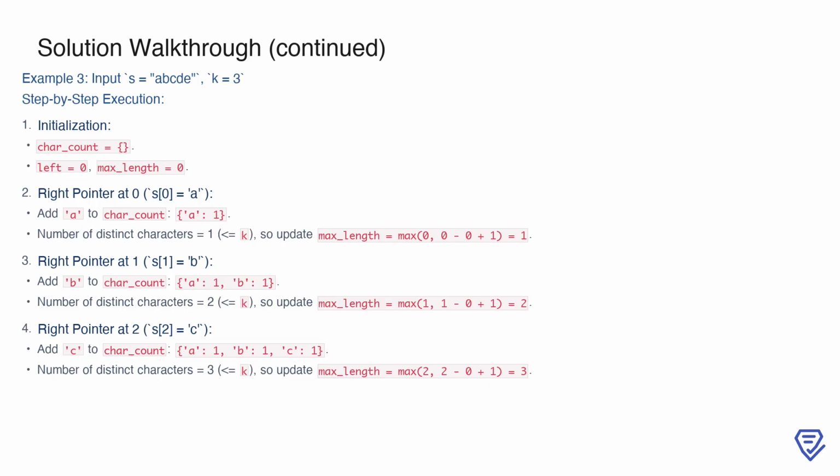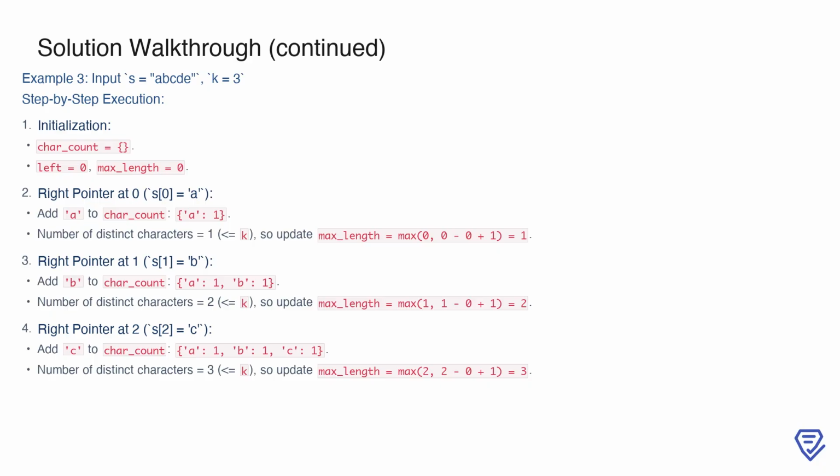Now, let's analyze the example where the input string is "abcde" and k equals 3. We start by initializing an empty dictionary char_count, setting left to 0, and max_length to 0. At position 0, the character is a. We add it to the dictionary, making char_count equal to a1. Since the number of distinct characters is 1, which is within the limit, we calculate the current substring length as 1 and update max_length to 1.